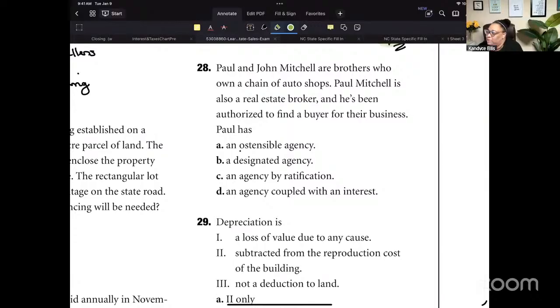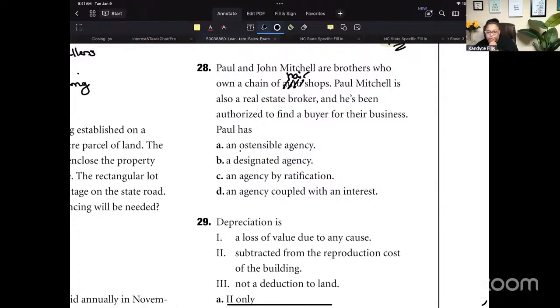Paul Mitchell and John Mitchell are brothers who own a chain of hair shops. Paul Mitchell is also a real estate broker, and he's been authorized to find a buyer for their business. Paul has: A, an ostensible agency; B, a designated agency; C, agency by ratification; or D, an agency coupled with an interest?